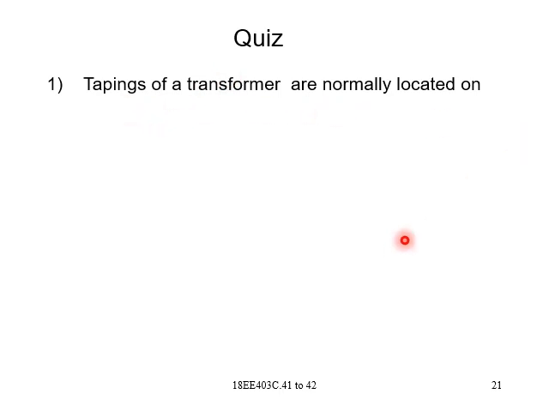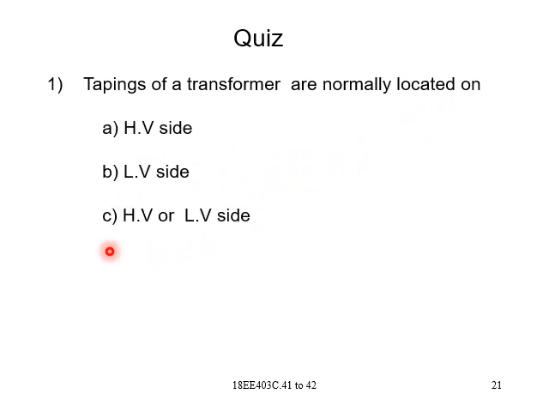Tappings of a transformer are normally located on: HV side, LV side, HV or LV side, between LV and HV side.